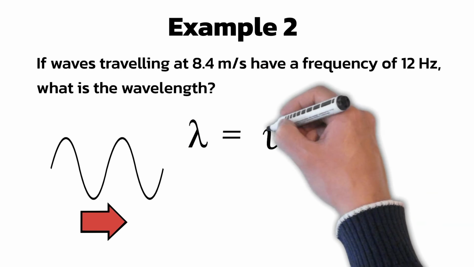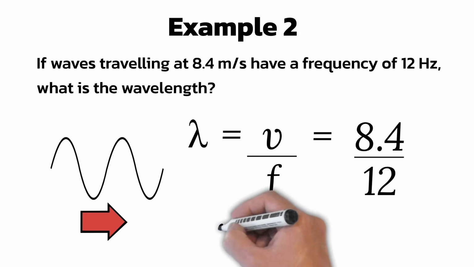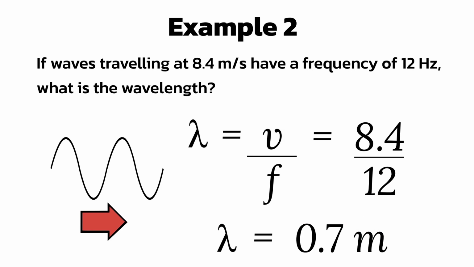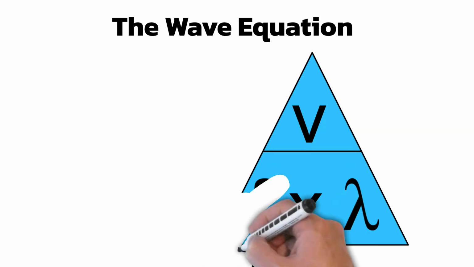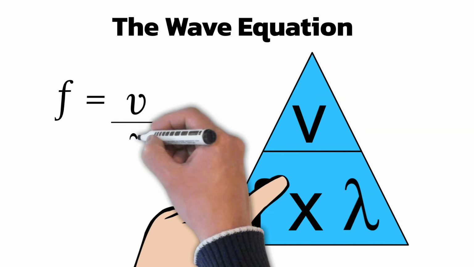Wavelength equals speed divided by frequency. 8.4 divided by 12, giving a wavelength of 0.7 meters. To find the frequency in the wave equation, cover up the f. This gives frequency equals speed divided by wavelength.